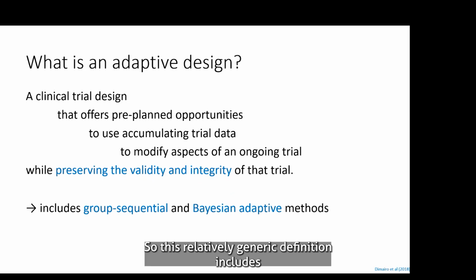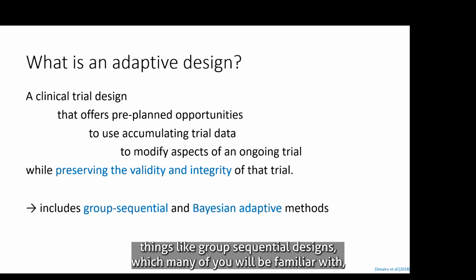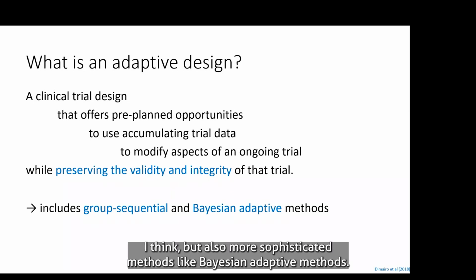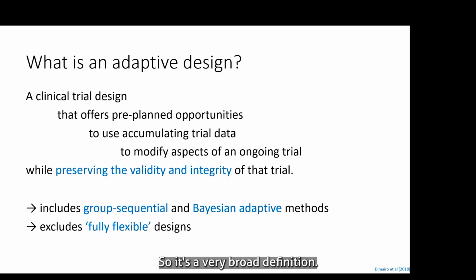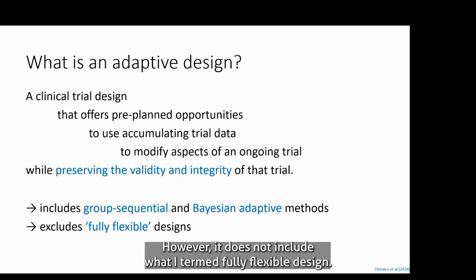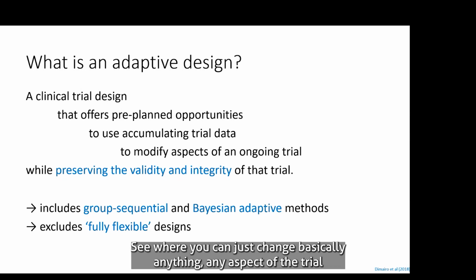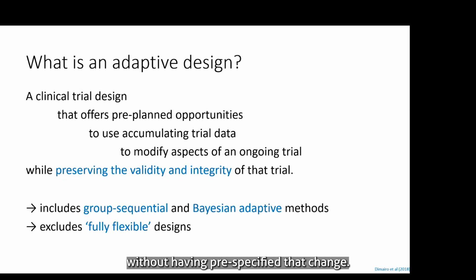So this relatively generic definition includes things like group sequential designs, which many of you will be familiar with, I think, but also more sophisticated methods like Bayesian adaptive methods. So it's a very broad definition. However, it does not include what I termed fully flexible designs here, where you can just change basically anything, any aspect of the trial without having pre-specified that change. So an adaptive design is not just about adding flexibility to the design.